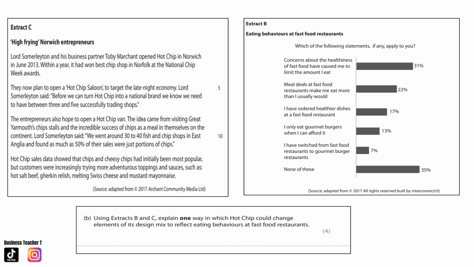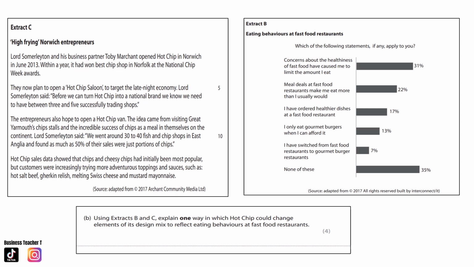High-frying Norwich entrepreneurs. Lord Somerton and his business partner Toby Marchant opened Hot Chip in Norwich in June 2013. Within a year, it had won Best Chip Shop in Norfolk at the National Chip Week Awards. They now plan to open a Hot Chip saloon to target the late night economy. Lord Somerton said, "Before we can turn Hot Chip into a national brand, we know we need to have between 3 and 5 successfully trading shops." The entrepreneurs also hope to open a Hot Chip van.